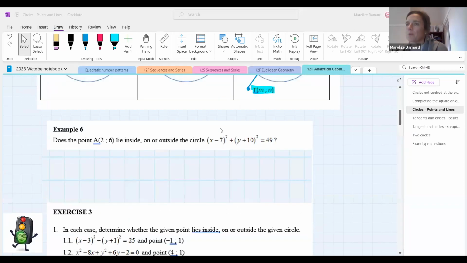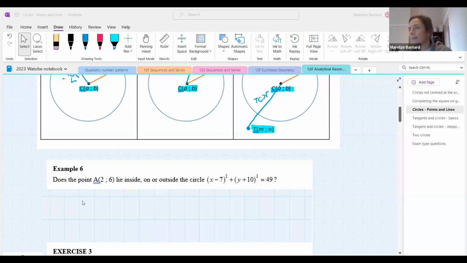Right, so here's our first question. Does the point A lie inside, on, or outside the circle (x − 7)² + (y + 10)² = 49? I think the best thing to do before we start is to write down what the coordinates of the center is and what the radius is.